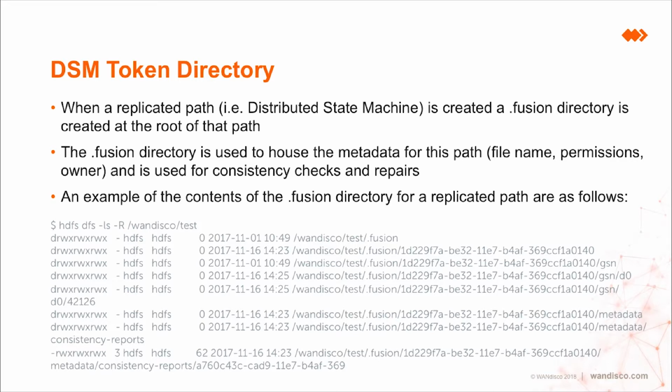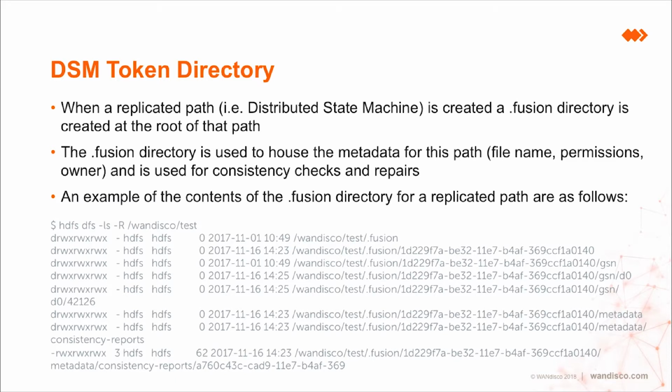The distributed state machine token directory: when a replicated path, and that's what we call a distributed state machine, is created, a .fusion directory is created at the root of that path. The .fusion directory is used to store the metadata for this path. Some of the items it stores are file name, permissions, and owner, and is used for consistency checks and repairs.